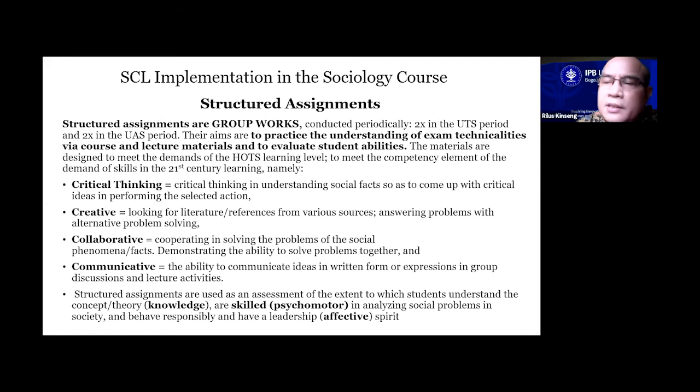The ability to communicate your ideas, to get your idea through to others, is important. As I mentioned, in many cases we cannot solve the problem on our own. Structured assignments are used as an assessment of the extent to which students understand the concept, theory, or skill, or psychomotor, in analyzing social problems in society and behaving responsibly with leadership. So this is a part of the goals of this assignment.